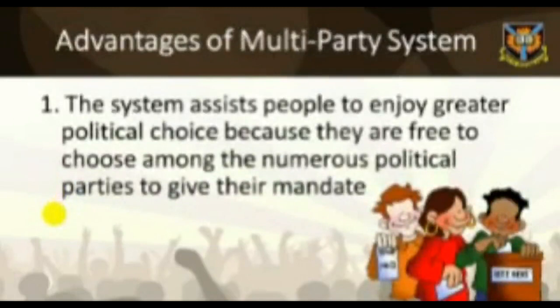Advantages of multi-party system. 1. The system assists people to enjoy greater political choice because they are free to choose among the numerous political parties to give their mandates.